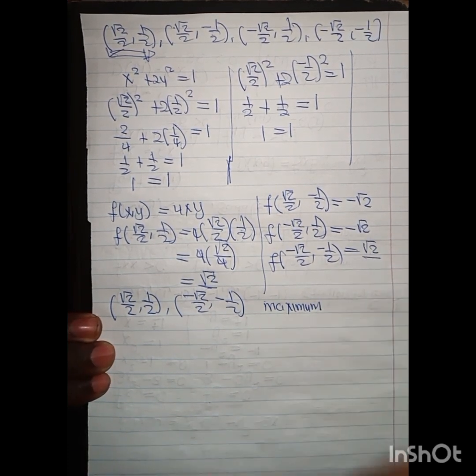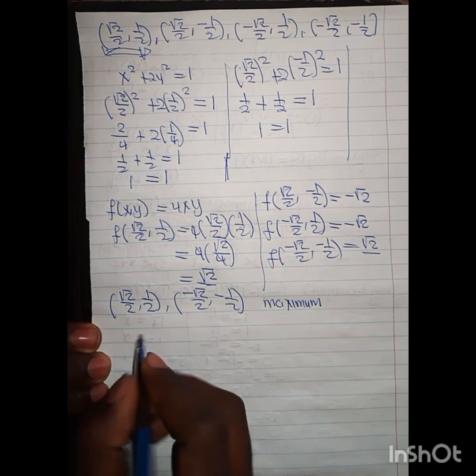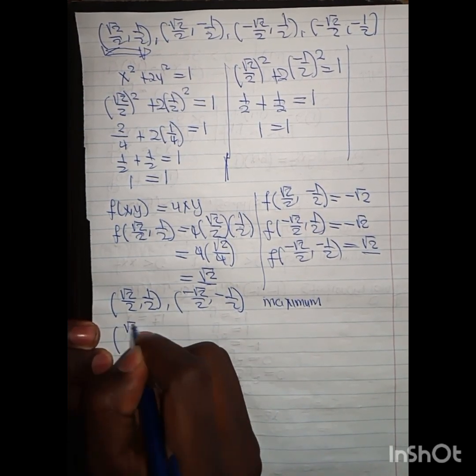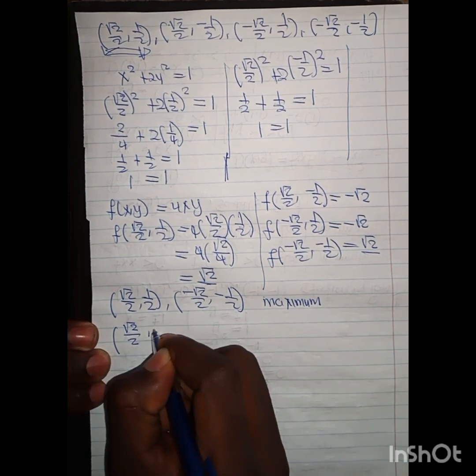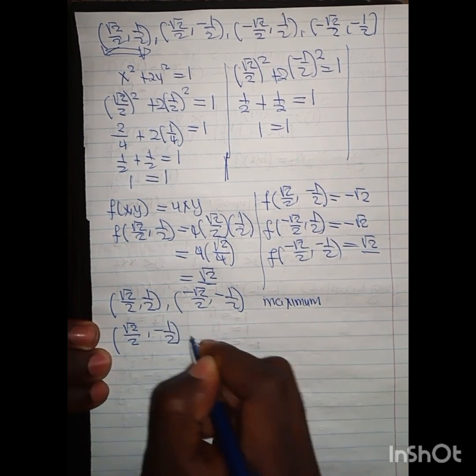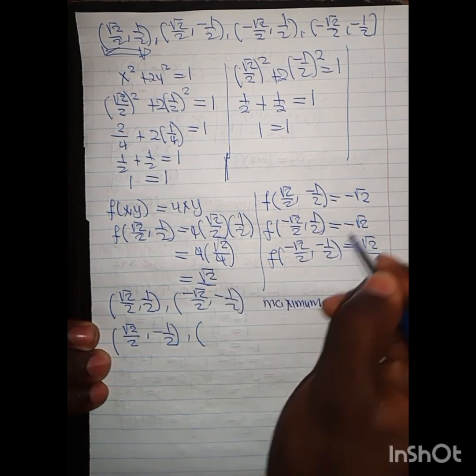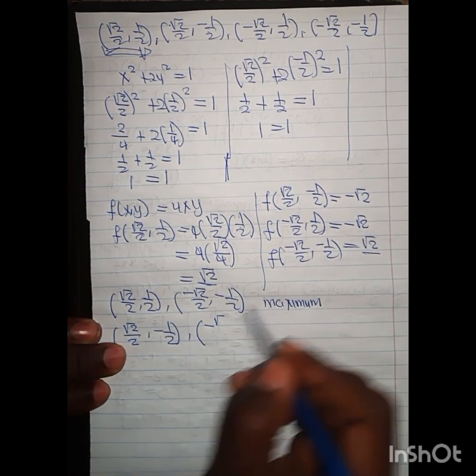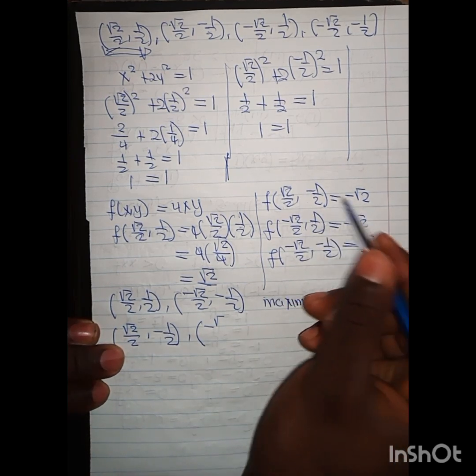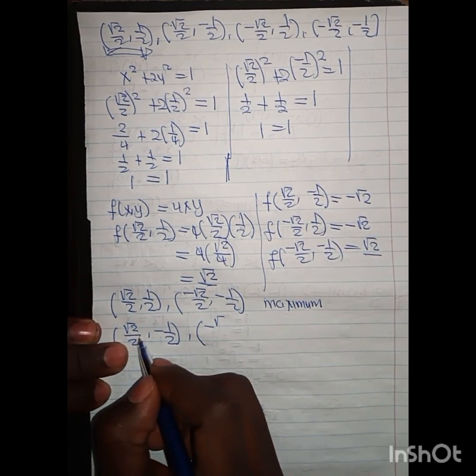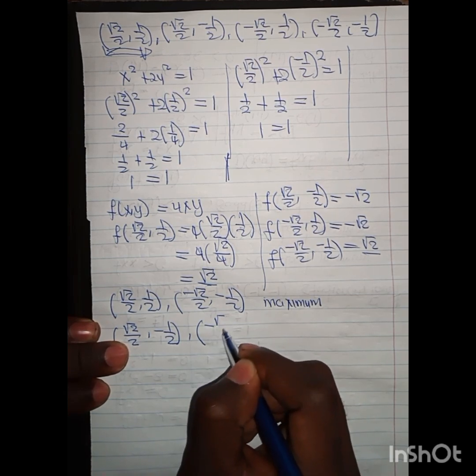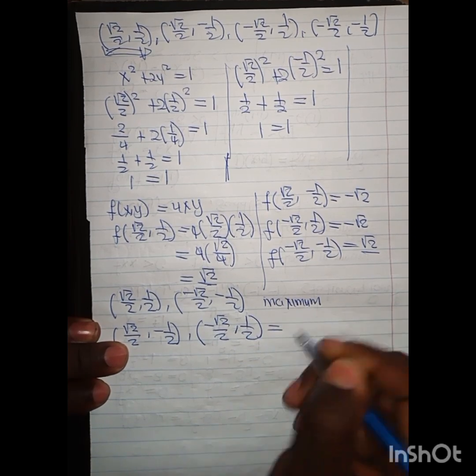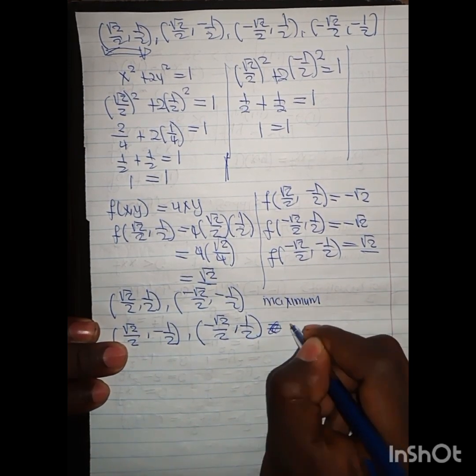Then this one with negative, because they are less than this point, they give us a minimum point. Then root 2 over 2, minus 1 over 2, and the point, which one is this? Okay, minus root 2 over 2 and 1 over 2. This point is a minimum.